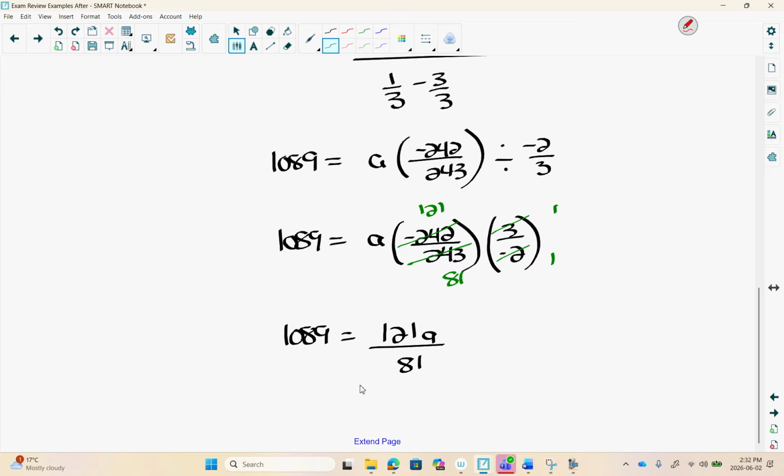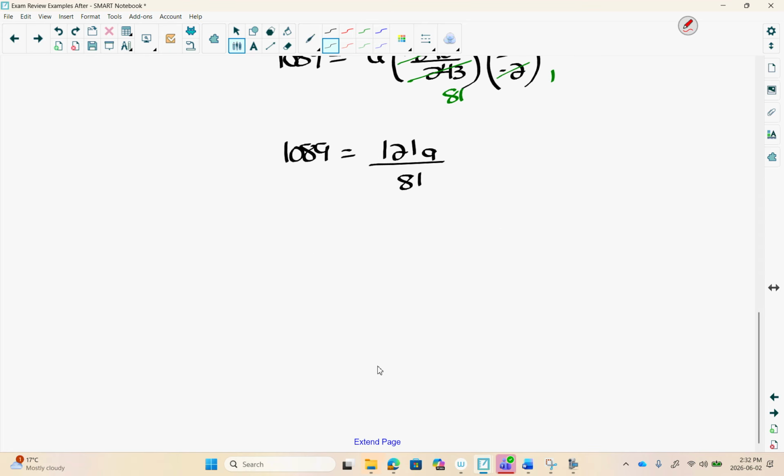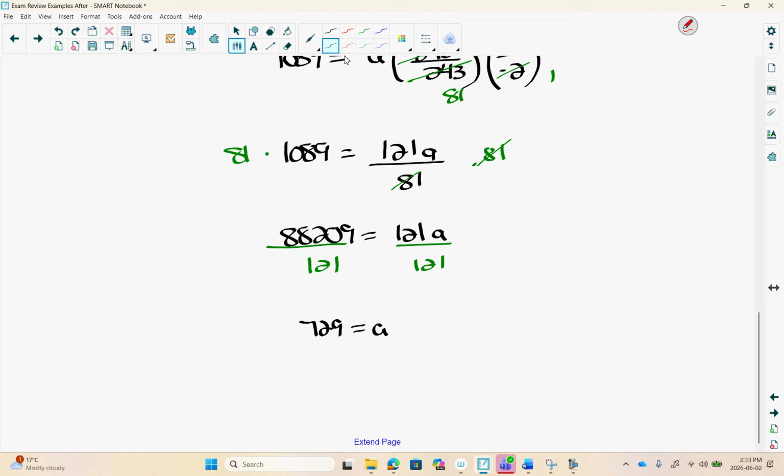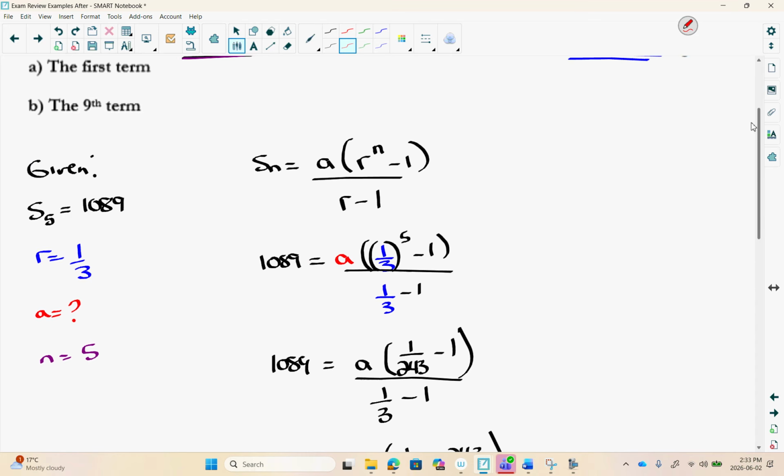I'll multiply both sides by 81. So that gives me 1089 times 81, which gives me 88,209 equals 121 times A. Then I'll divide both sides by 121. I get 729. So 729 is my A value. That's the first term. So there is part A solved for you.